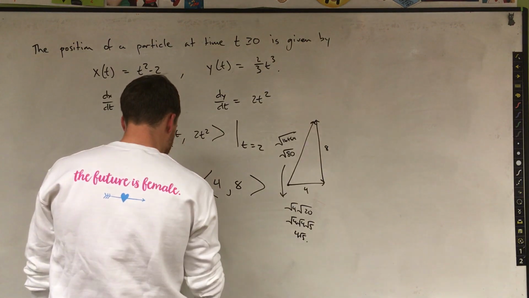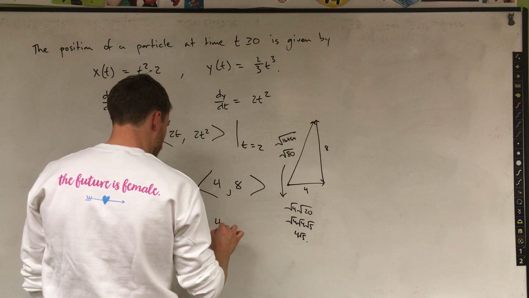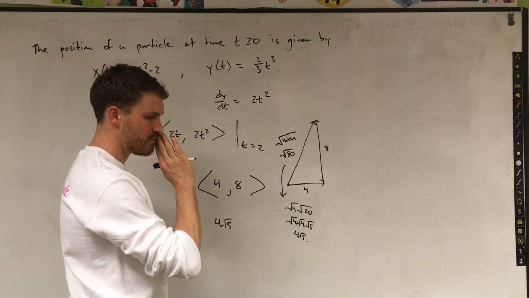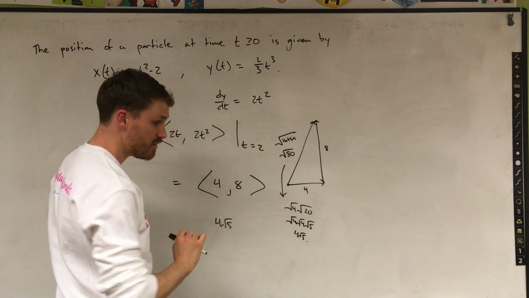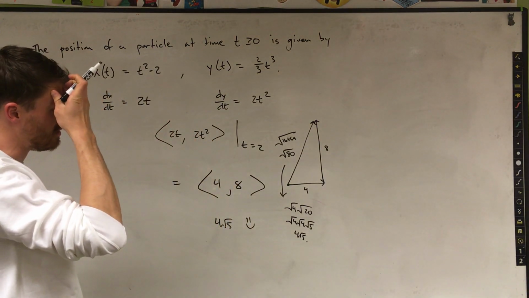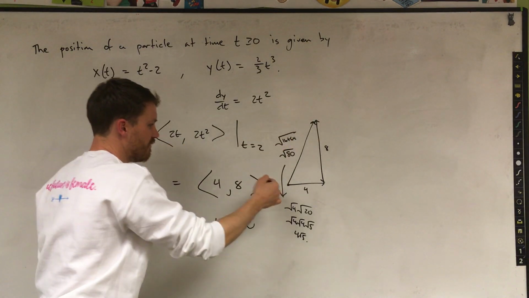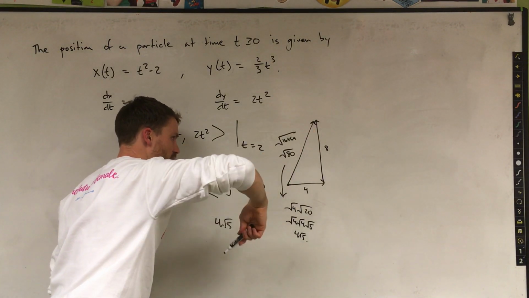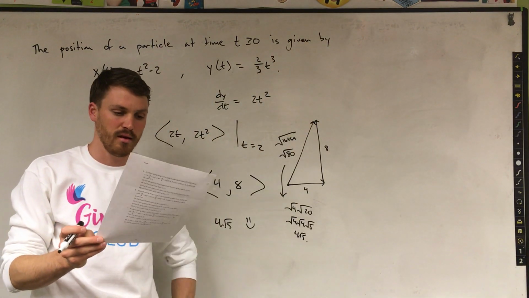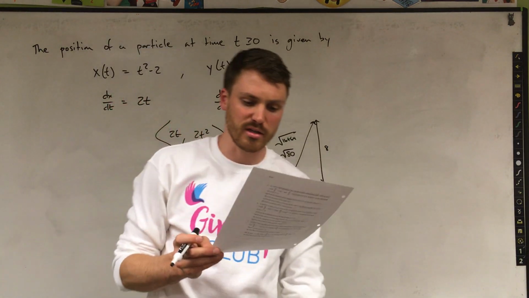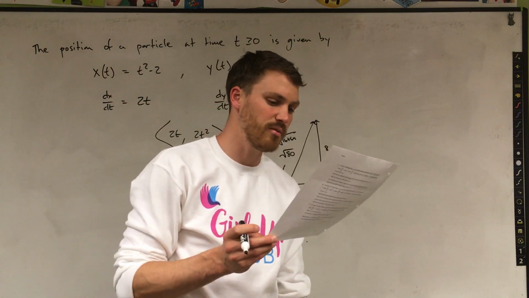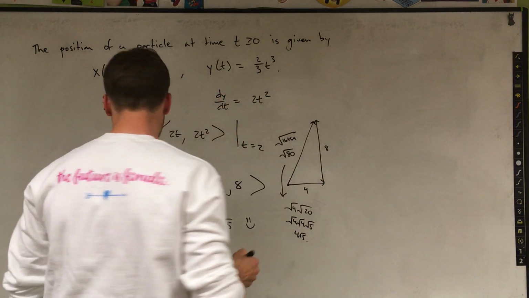So that is the magnitude of the velocity vector, 4 square root 5, aka speed. That's how quickly I'm traveling: 4 in this direction, 8 in this direction, so overall square root 80 in that direction. Great. Then it says, set up an integral expression to find the total distance traveled by the particle from t equals 0 to t equals 4.